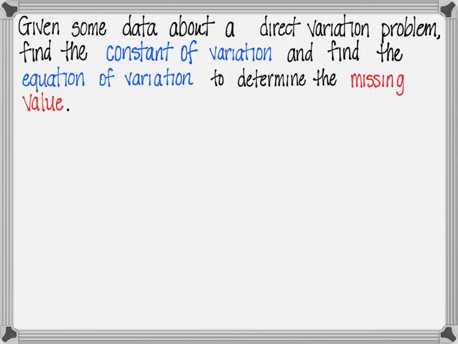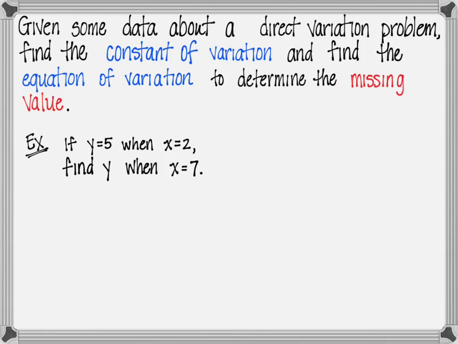For the second type of problem, you're given some data about the direct variation, just one set of data with an x and a y. With that one set of data, you need to find the constant of variation, then write the equation of variation to determine the missing value. So here's an example. We're given that if y equals 5, then x equals 2. What we don't know is this y, so we need to find the y. That is the missing value.